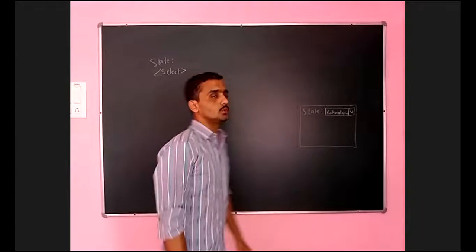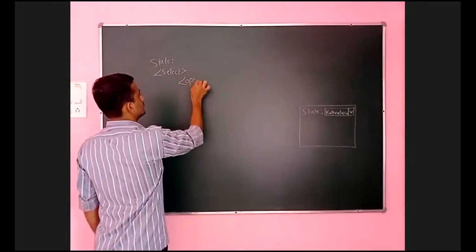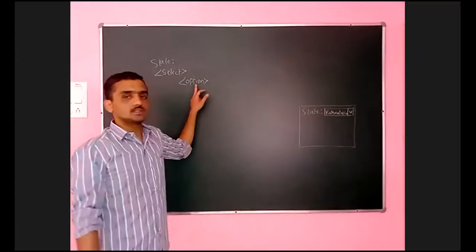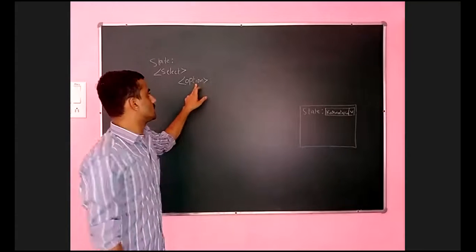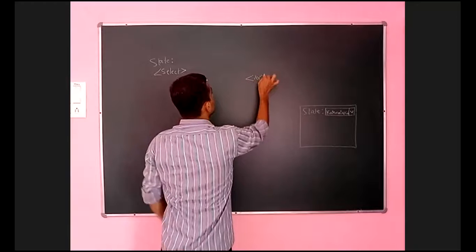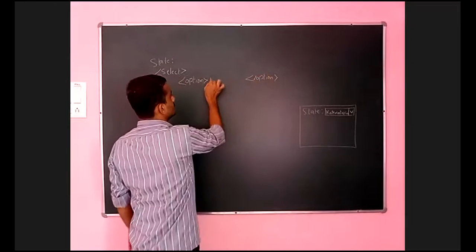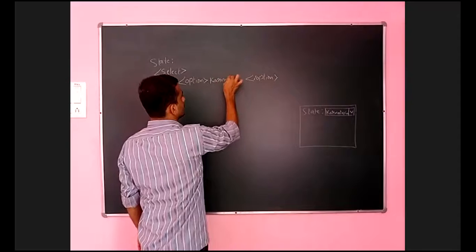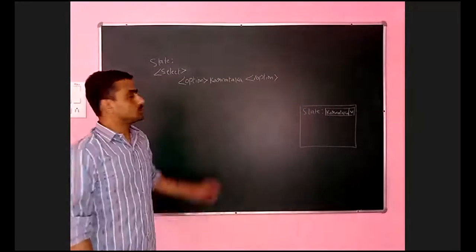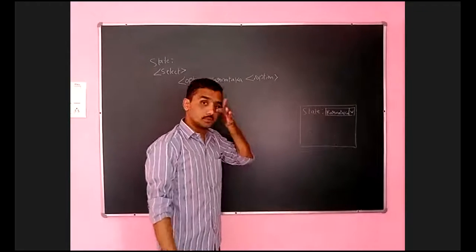For that, you have to use this sub tag. The tag name is option. For this also you have to write the starting tag and the ending tag. In between these two tags, the starting tag and the ending tag, you write the statement, that is Karnataka. Whichever state you mention first will appear here. The remaining statements will be hidden.